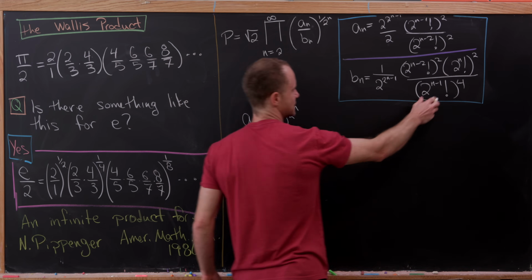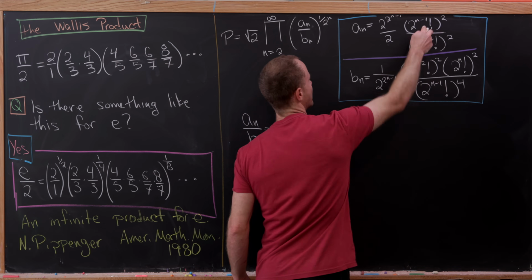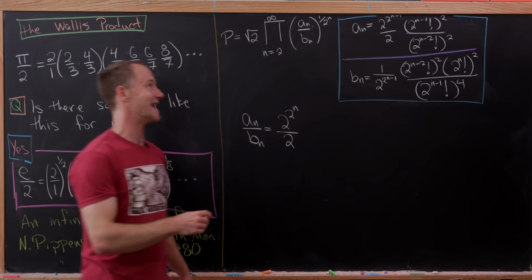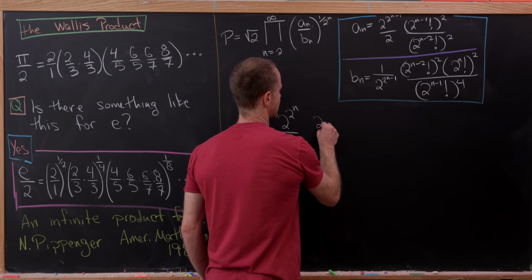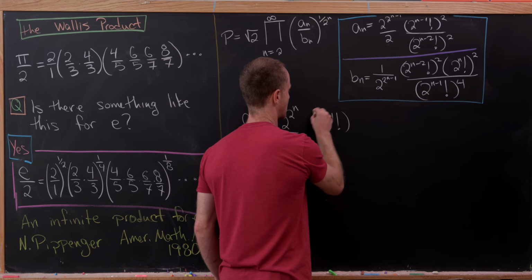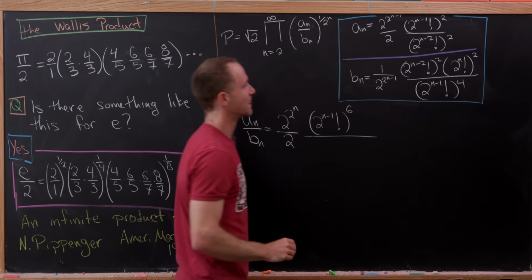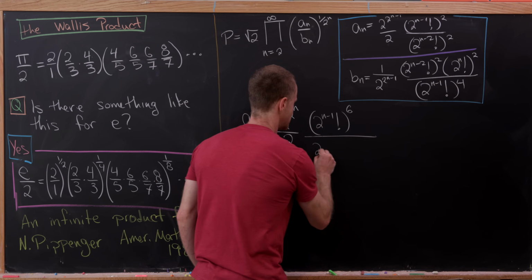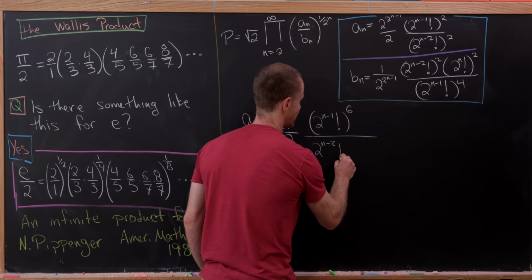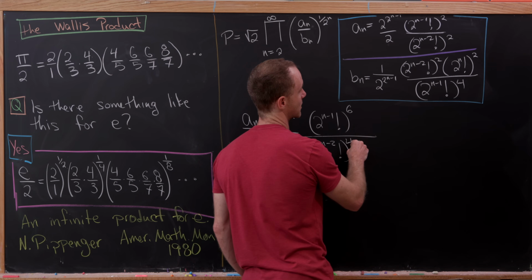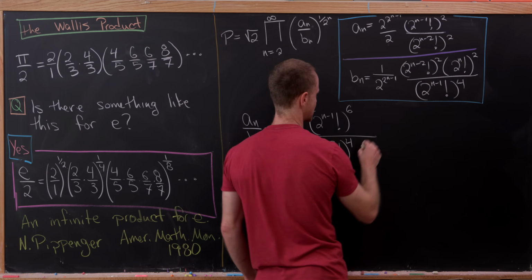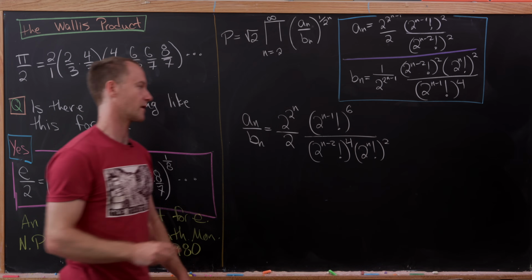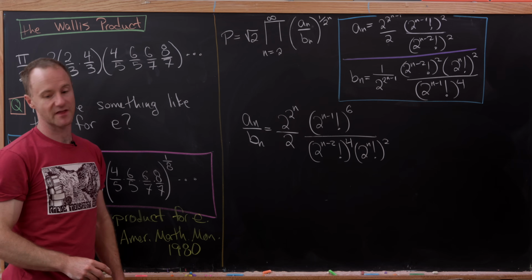Then next up, this 2 to the n minus 1 factorial to the 4th will flip up and combine with, well, itself squared in the a sub n term. That'll give us 2 to the n minus 1 factorial to the 6th power. And then in the denominator, we've got some interesting stuff as well. We have a 2 to the n minus 2 factorial to the 4th power. So that's from this term and this term. And then finally a 2 to the n factorial squared. So we have something that looks like that.